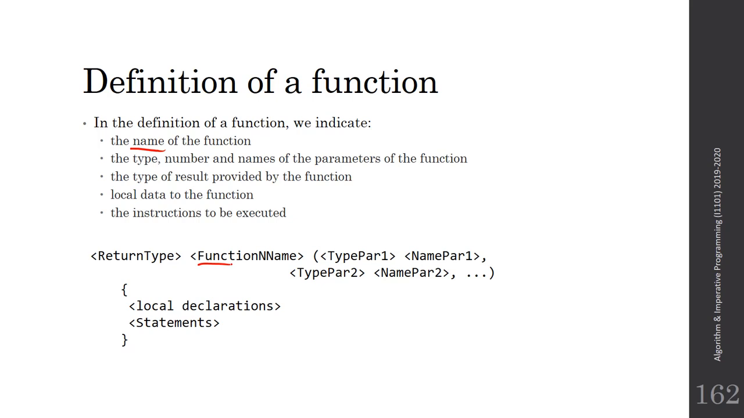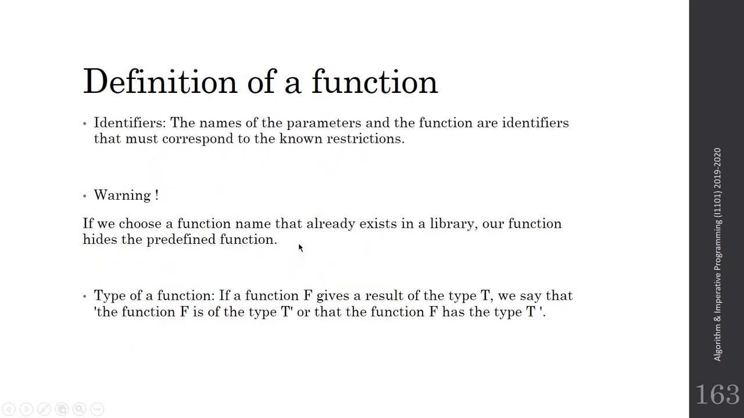So it has a type. This is the return type. It could be void, int, float, double, or anything else that you will discover in the second year. And it should have parameters. The parameters have a name and they have a type. And if we need some local variables, and of course the instructions and the statements that should be executed.